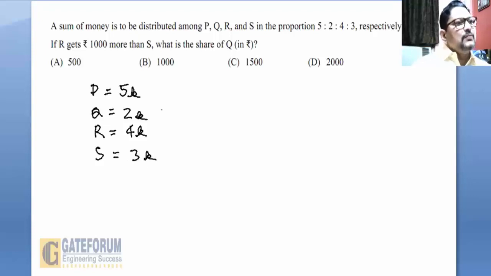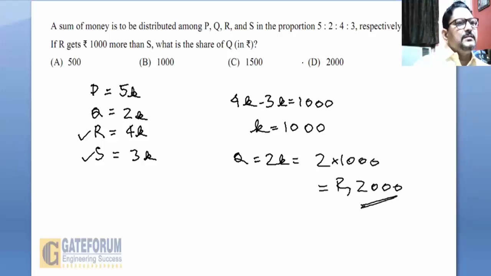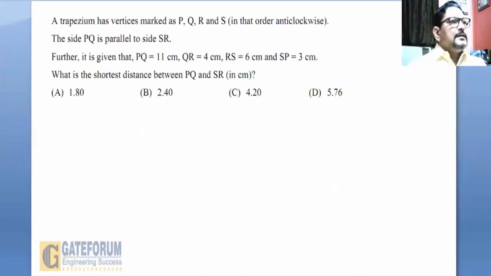Now R gets 1000 more than S. So we can say that 4K minus 3K is equal to 1000, which means that K is nothing but 1000. So they have asked you what is the share of Q. Now Q is 2K, which means the share of Q is 2 into 1000, that is rupees 2000. And hence we tick option B. The next one.